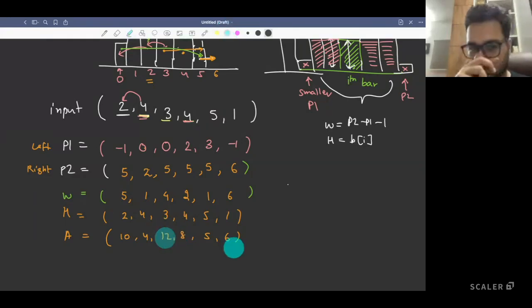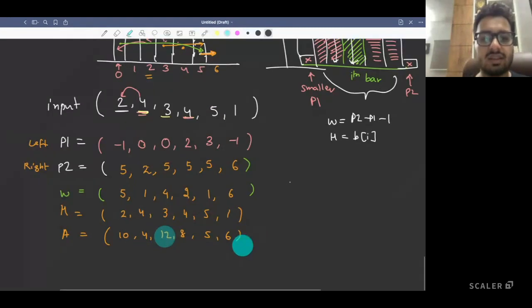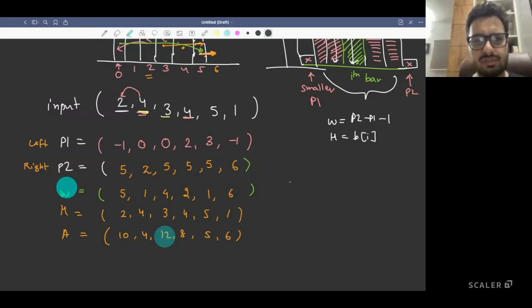12. Okay, so area is nothing but height into width. How W of 0 is 5?